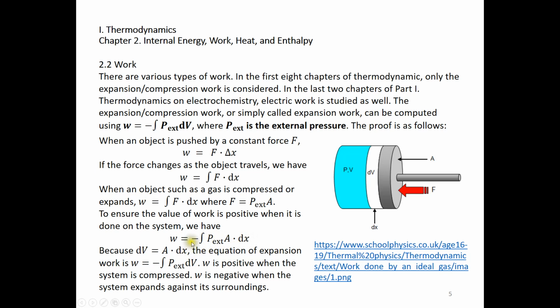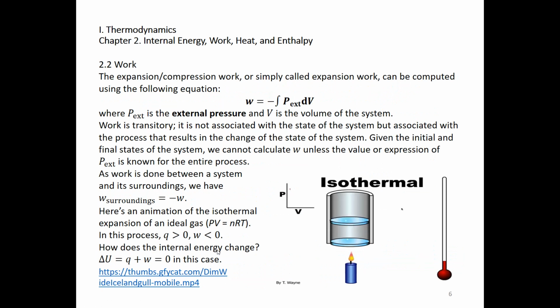Now you may ask why there's a negative sign here. This is because when we define expansion work, if work is done on the system, we say work is positive. If work is done by the system to its surroundings, we say work is negative. We add this negative sign to emphasize that expansion work is positive if work is done to the system, and W is negative if work is done by the system. Again, the equation for expansion work is negative integral P external dV.